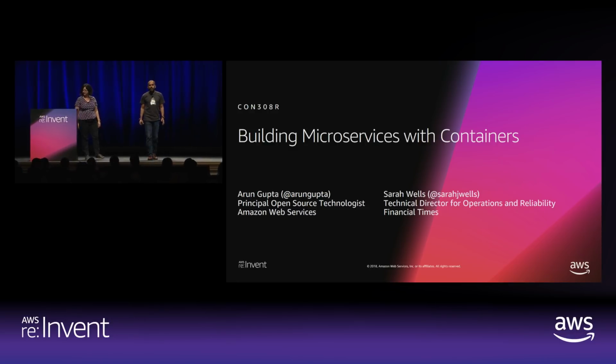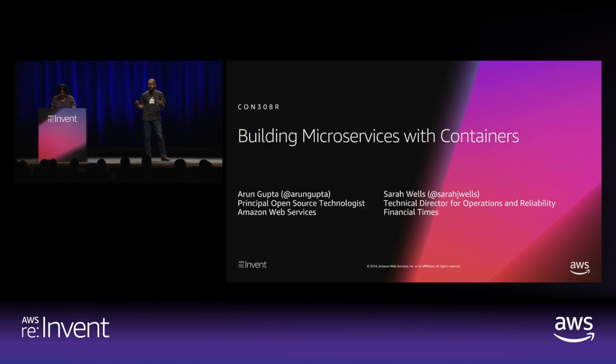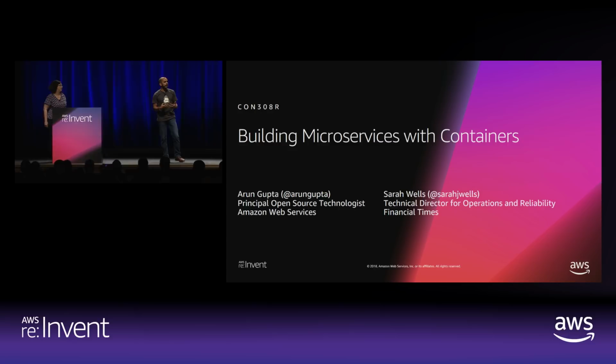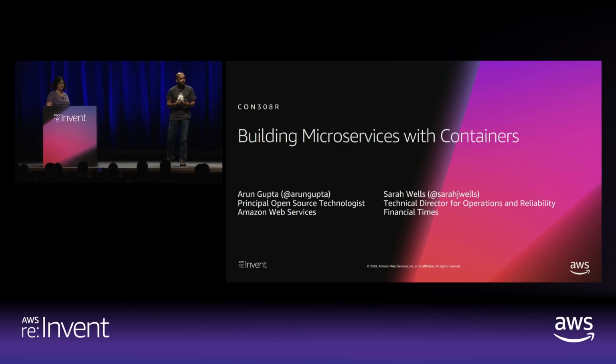Microservices is all the rage these days, and customers are using containers to deploy that architecture pattern in their applications. Today, we'll talk about how you can use AWS to build your microservices using containers, and then we'll hear from Financial Times how they have been using this as a platform for going into production.